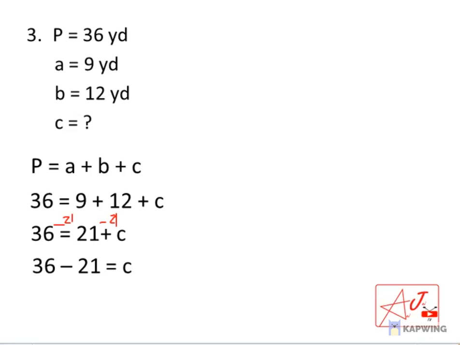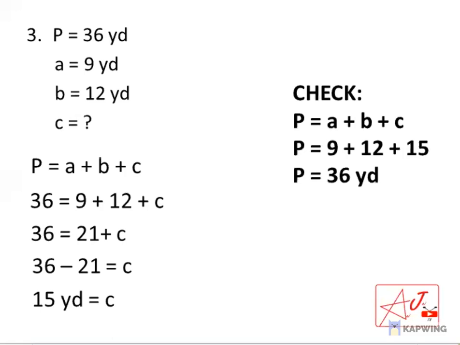So, ngayon, ito ang sasagutan natin. 36 minus 21 ay 15. Therefore, ang measurement ni C o ng third side ng triangle ay 15 yards. O, i-check ulit natin kung tama yung sagot natin. So, using the formula A plus B plus C, yung ating first side is 9, yung ating B ay 12, at ang ating nakuha na measurement for the third side is 15. So, the answer is 36, which is the same sa given perimeter. So, since nag-match sila at parehas ang answer natin, therefore, our answer is correct.